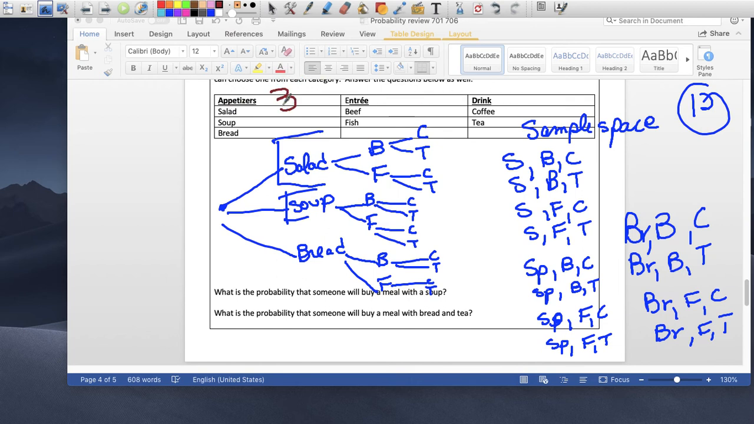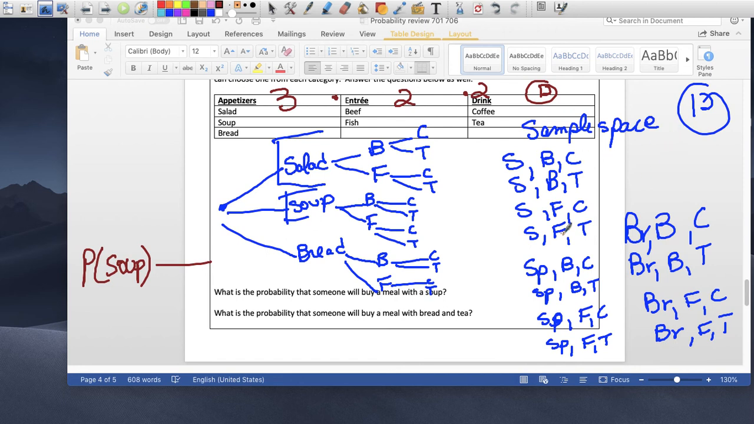There were 3 appetizers times the number of entrees, which is 2, times the number of drinks. 3 times 2 is 6, 6 times 2 is 12, and we could have found the total number of outcomes doing that as well. But now you also have them listed. So the first question is, what's the probability that somebody who's going to come in here will buy a meal that has a soup?